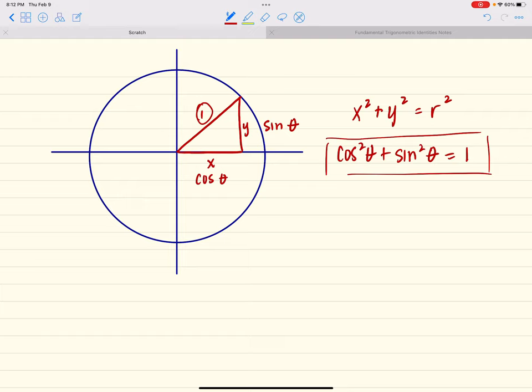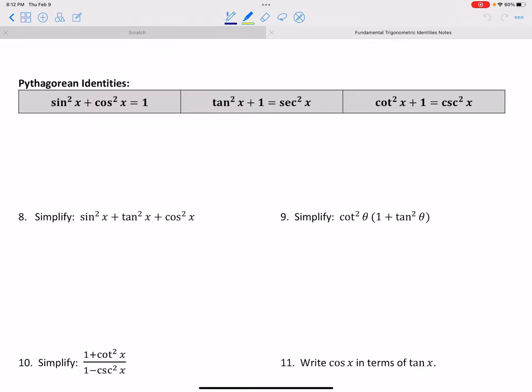Now the second Pythagorean identity, tangent squared x plus 1 equals secant squared x, just comes from manipulating the first, and the third one comes from manipulating the first one as well. I don't want to get too much into that in this video. I'm happy to show you in class, but I don't want to make this go an hour long, so just trust me, or you can look it up on YouTube and see some proofs for it, but they come directly from this first one. So if the first one makes sense, the other two come from this one.